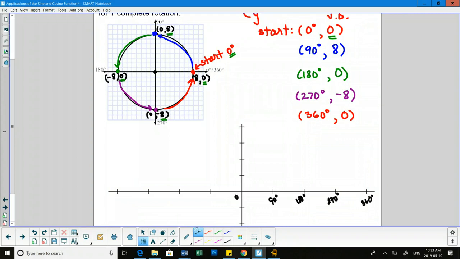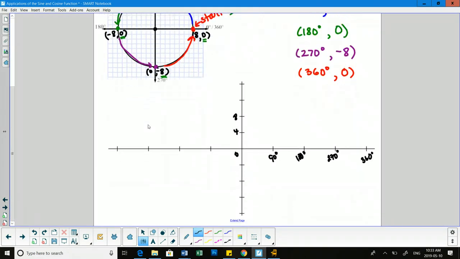So I need my graph to accommodate points of 0, 8, and negative 8. Maybe we'll go by 4s. This can be 4 and 8, and this can be negative 4 and negative 8. And then we're just going to plot our points. We started at 0, 0, and then we went up to 90 and 8, 180 and 0, 270 and negative 8, and 360 and 0. Okay, so there's my graph.